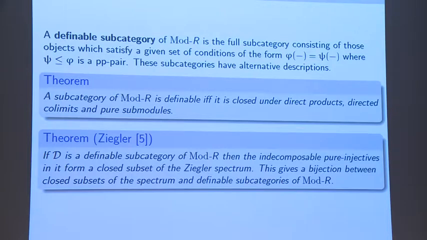Okay, the closed subsets are just given by saying certain pairs are closed. So the definable subcategories of mod R correspond to the closed subsets of the Ziegler spectrum.